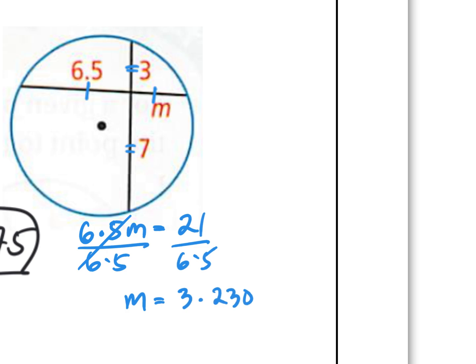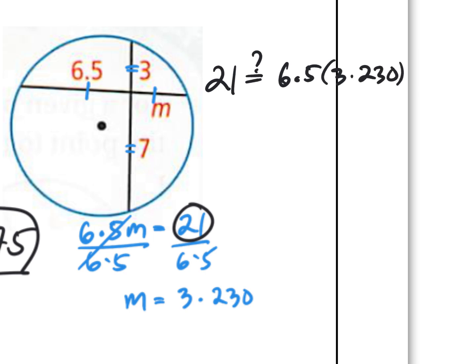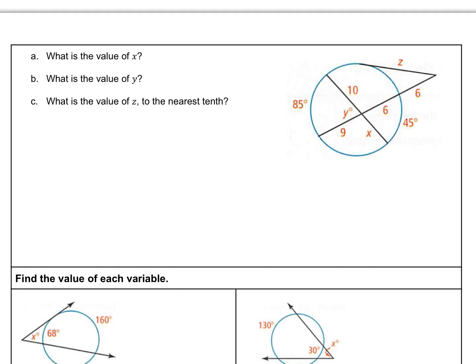Okay, so let me just recheck. For recheck, what I'm going to do in here is, I know that this side is already 21. Okay, so this is going to give you 6.5. It's going to be 6.5 multiplied by 3.230. Are they equal? Okay, so I'm going to multiply that by 6.5, and that's going to give you 21. Voila, it's correct.